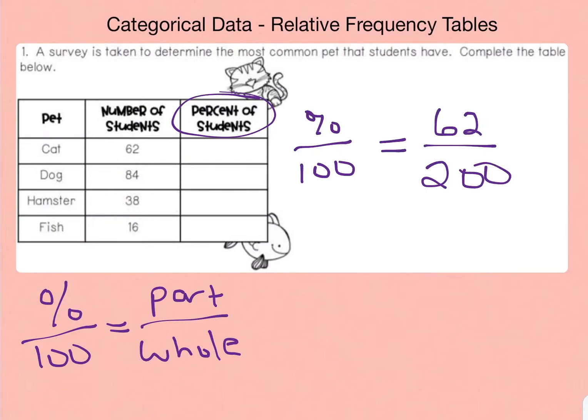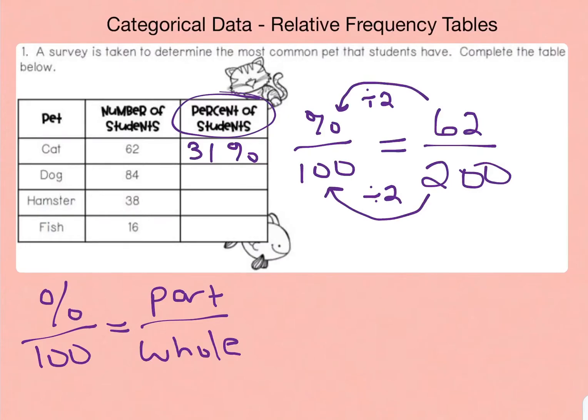So now we're going to calculate this percent. I shared with you several strategies that you could use in the previous video. Using one of those strategies, what do you think the percent is for the number of students who chose cats? To me, the easiest strategy to use here is to divide by 2 because 200 divided by 2 equals 100, which means we would take our number of students and divide it by 2 to get our percent. What is 62 divided by 2? That would be 31%. 31% of the students chose cats or said that they have a cat.